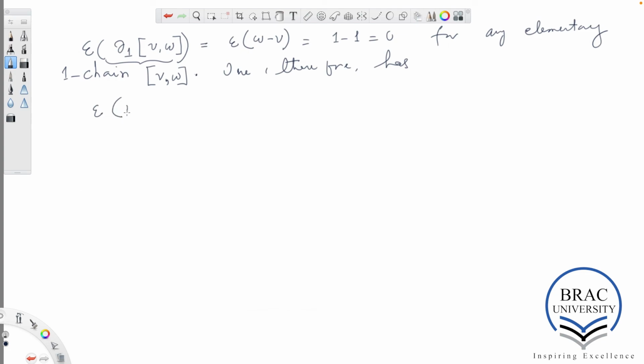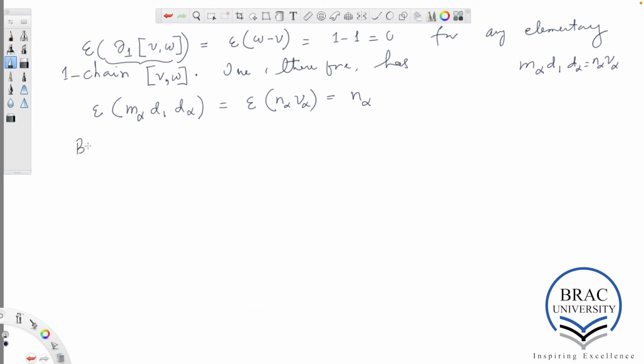One therefore has epsilon of m alpha delta 1 d alpha to be equal to epsilon of... we have seen that they have to be equal to n alpha v alpha, right? And this is epsilon of n alpha v alpha, and we know that epsilon of v alpha is equal to 1 for all alpha, so this is equal to n alpha.